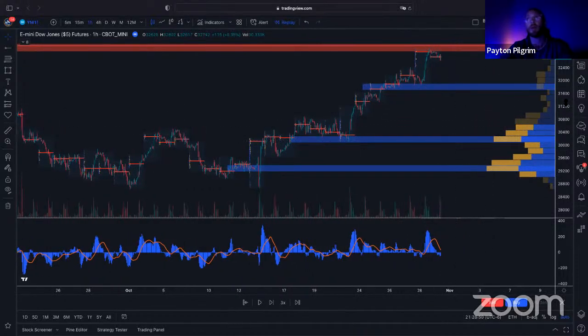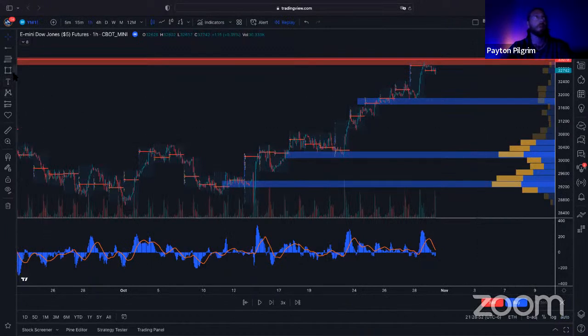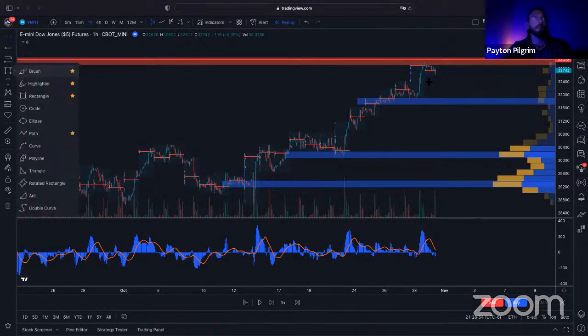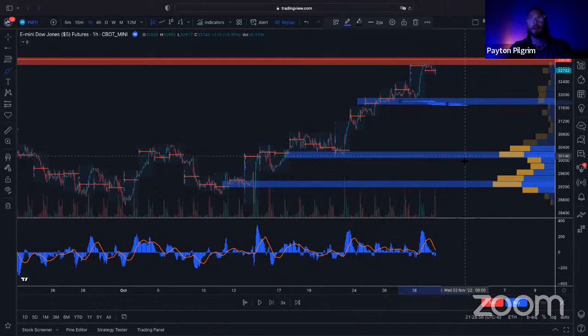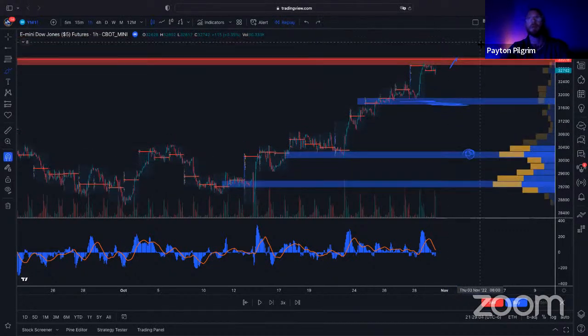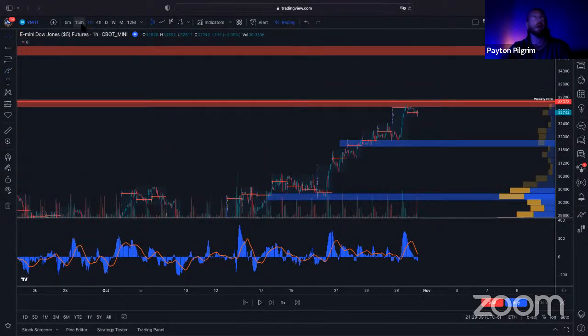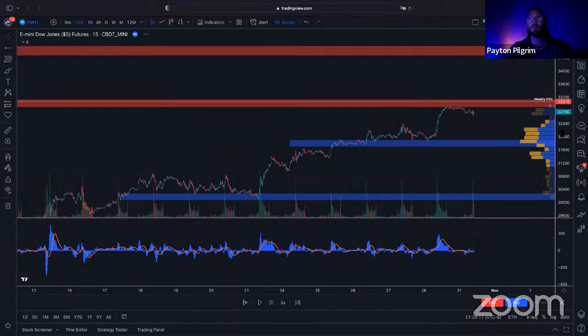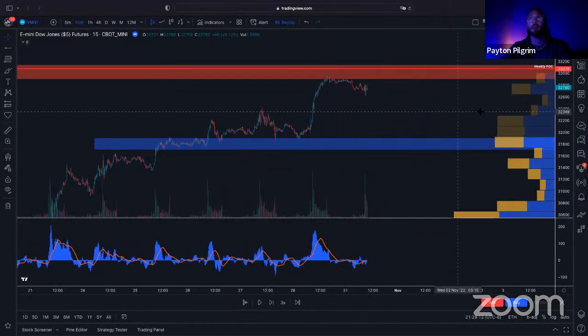So here's what we're looking at. Basically, if the market breaks below here, it should come down into this level. If it breaks above here, it should come all the way up into here, really, which is a long ways. So we'll see about that. Let's go to the 15-minute. 15-minute is looking very bullish.